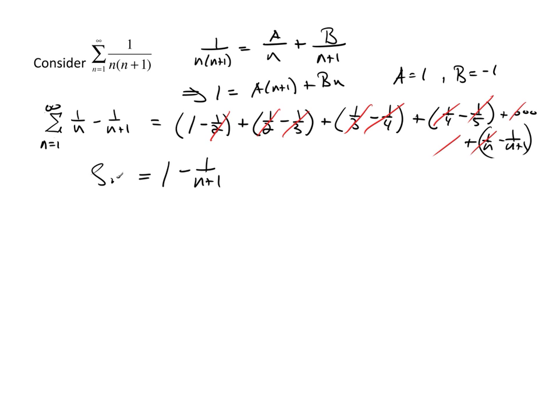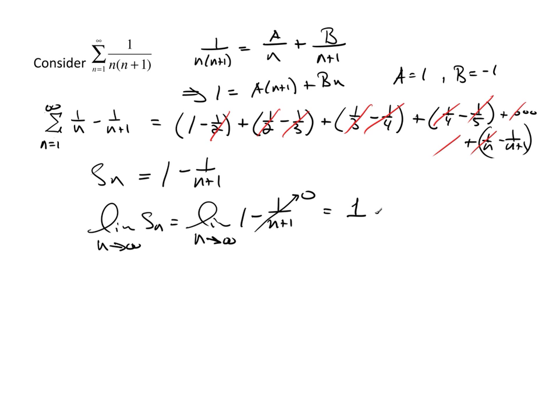Well, this is Sn. So now if I take a look at the limit as n goes to infinity of Sn, which equals the limit as n goes to infinity of 1 minus 1 over n plus 1, this goes to 0, so the sum equals 1. Therefore, the sum from n equals 1 to infinity of 1 over n times (n plus 1) actually just simply adds up to be 1.